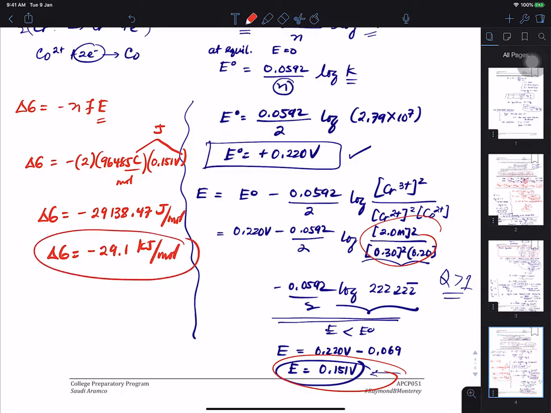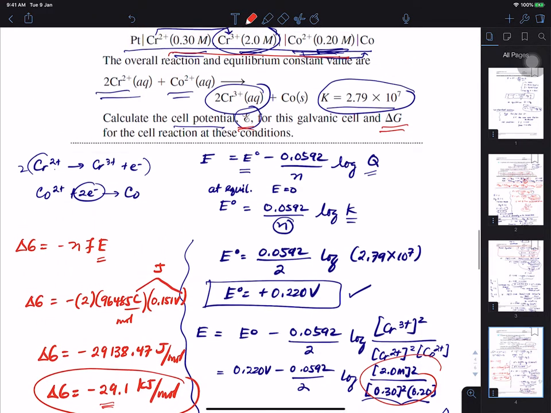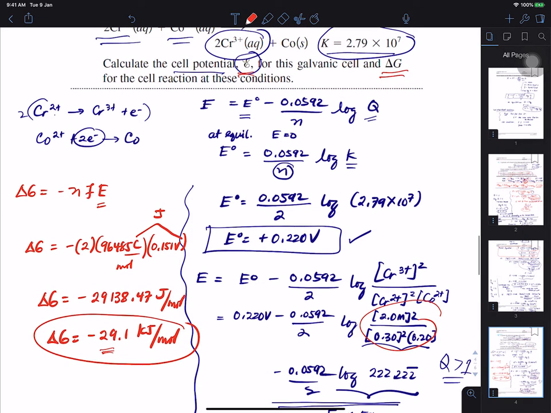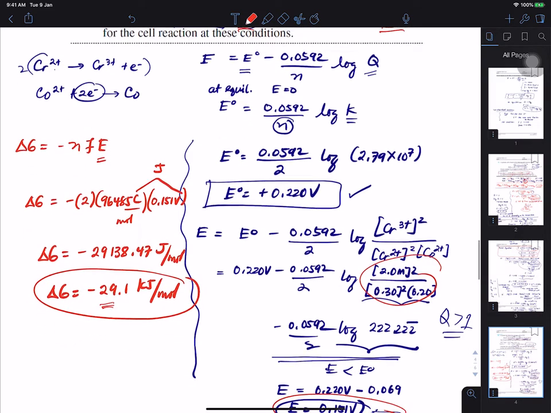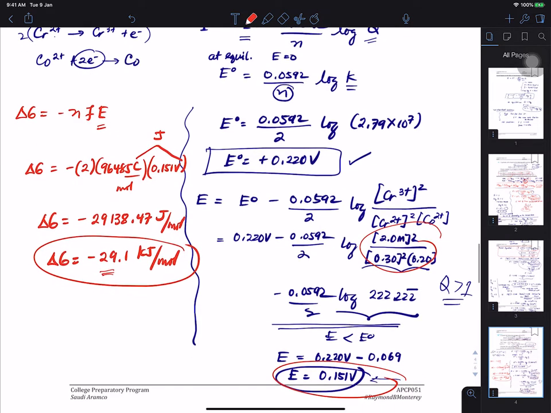See, delta G is still negative, so the reaction will still be happening, except that we can derive a very small quantity of work from there. Okay, so that's negative 29.1 kilojoules per mole. So this is an exploration of the equations that we have used so far and have been introduced to. Okay, so in the next discussions, we will be exploring a little bit more of the concentrations as we go along.